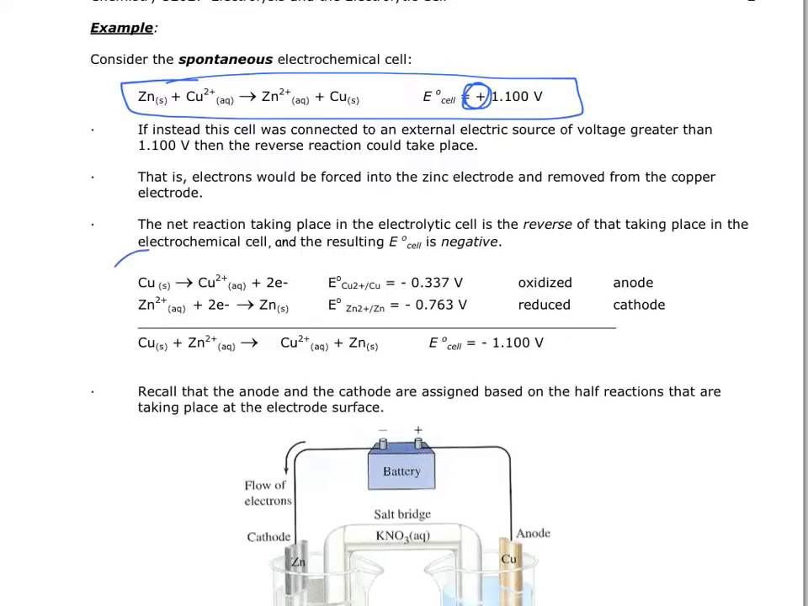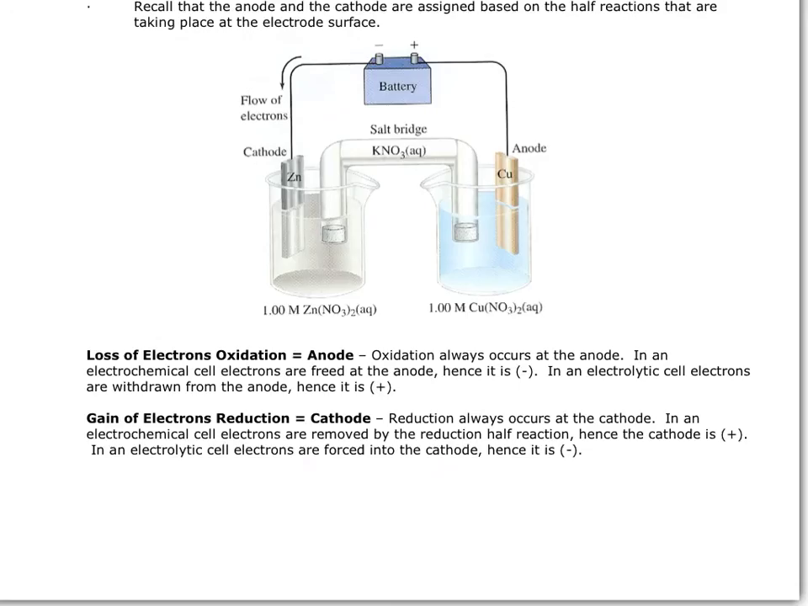The net reaction taking place in the electrolytic cell will be the exact opposite of the net reaction taking place in the electrochemical cell. Since it's the exact opposite, the sign will be reversed on cell potential. Remember that no matter if we have an electrochemical cell or an electrolytic cell, oxidation always occurs at the anode. This is sometimes a trick question on an exam.